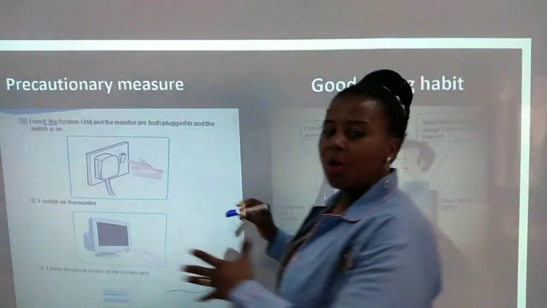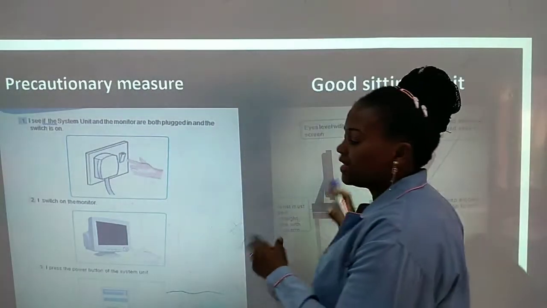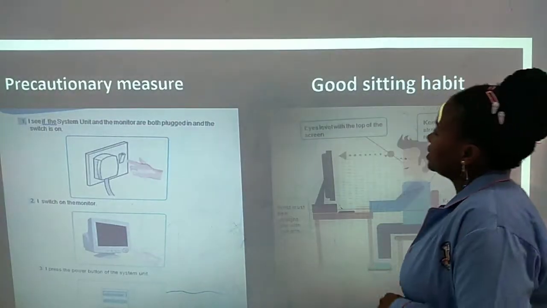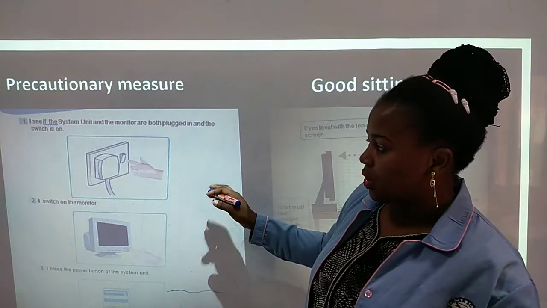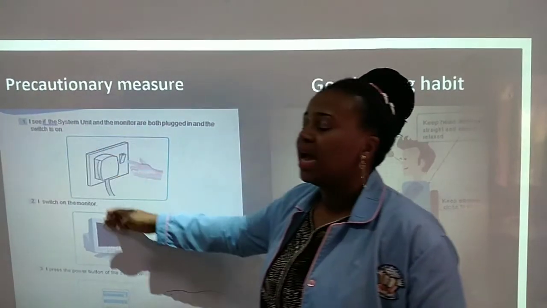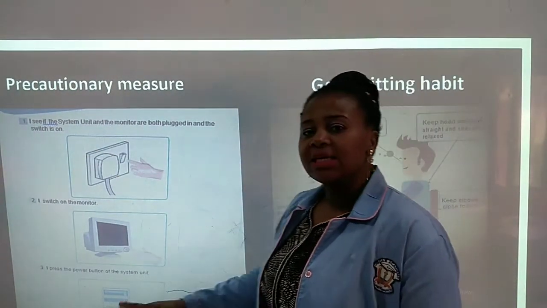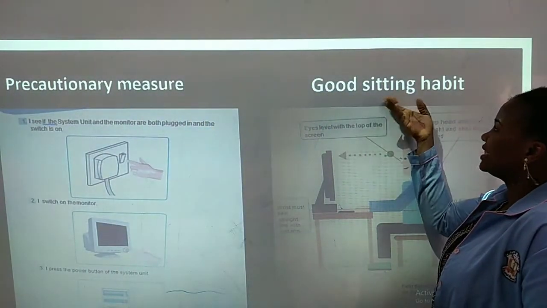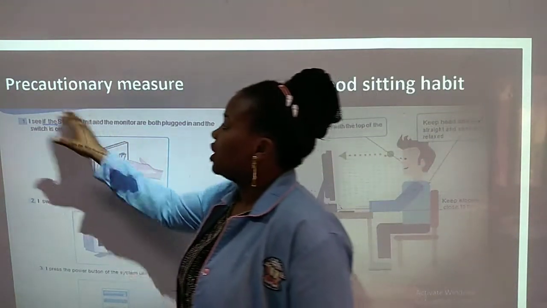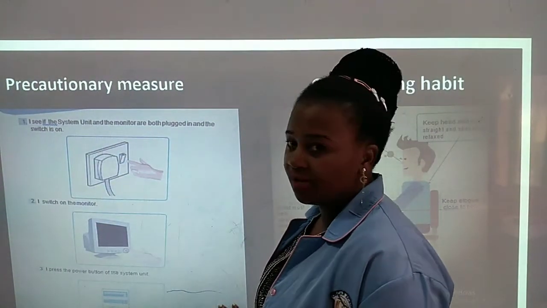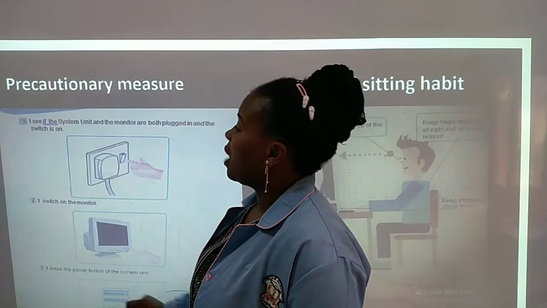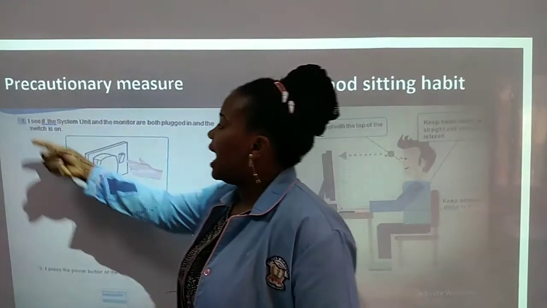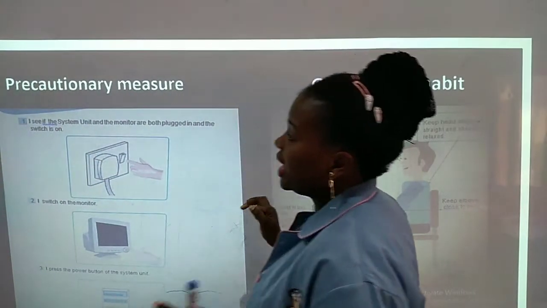This is our book. Now, this is the activity we are going to do in our book, My Computer Book. Yes. Now, this is what we are going to talk about. We said that the subtitle is about precautionary measures, and here we talk about good sitting habits. Okay? So, in your book, you will come across this very page. So, I want you to know that if you can't read, never mind, I will read for you, okay?